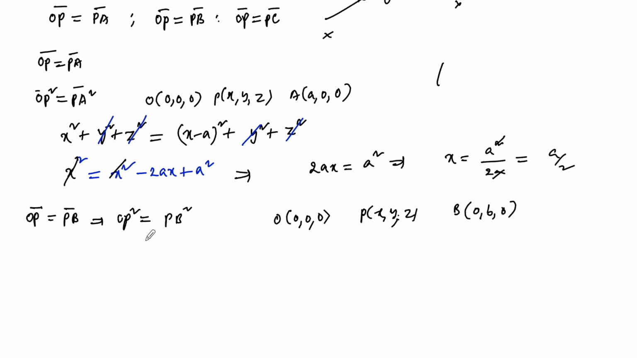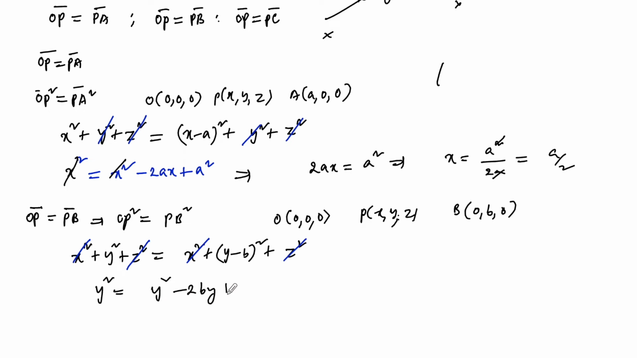So we have OP square is equal to PB square, that is (x minus 0) whole square, that is x square plus y square plus z square is equal to the distance between P and B, which will be taken as (x minus 0) square, plus (y minus b) whole square, plus (z minus 0) whole square, that is z square. So we can cancel here x square and z square. The remaining y square is equal to (y minus b) whole square, that is y square minus 2by plus b square. So upon cancellation of y square with the same sign, we will be getting 2by is equal to b square, which implies y is equal to b square upon 2b.